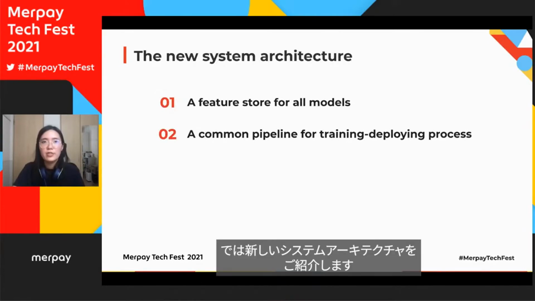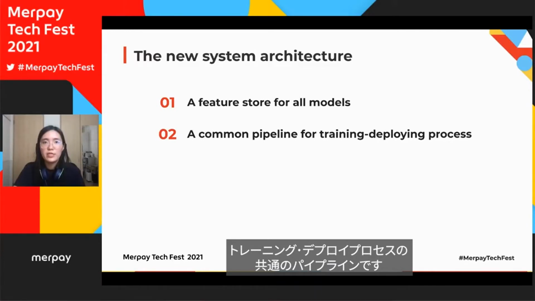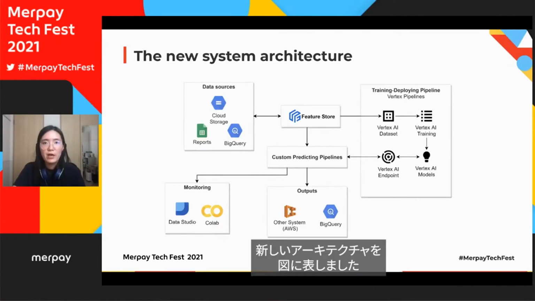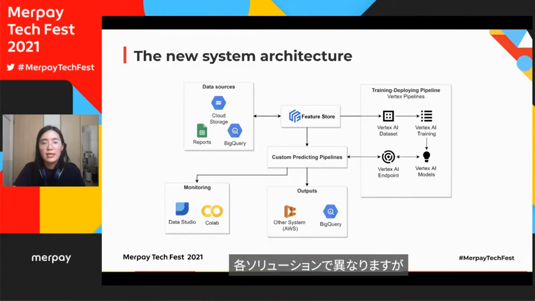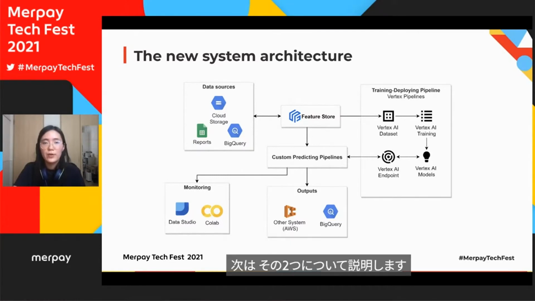Here, I'd like to introduce our new system architecture. We will mainly be talking about two parts: a feature store for all models and a common pipeline for the training deploying process. Here we have our new architecture in the graph. In this new architecture, predicting pipelines, monitoring, and outputs are different for each solution, but the feature store and the training deploying pipeline are shared. We will introduce these two parts next.